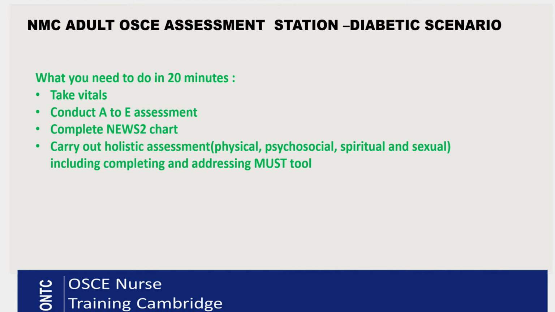including completing and addressing the MUST tool. So that's the extra bit in this scenario, where if the patient was in hospital, you're not asked to do any screening tool. But for this community scenario for a diabetic patient, you are most likely to be asked to do the Malnutrition Universal Screening Tool. So you need to complete that as well. Right, okay. So that's what you need to do in 20 minutes. So quite a lot, but the MUST tool is already completed for you. All you have to do is add the score. Okay, so we're going to look at that next.